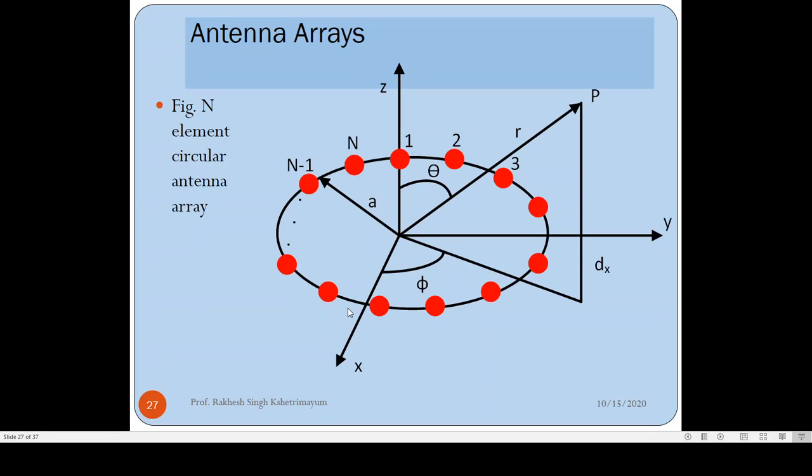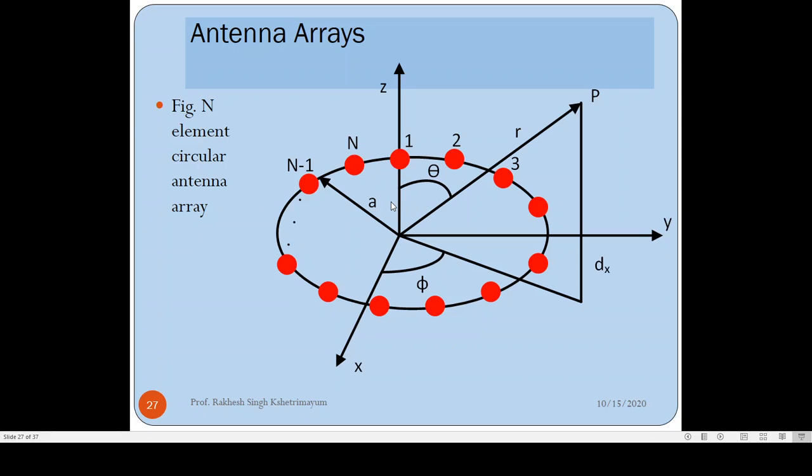You can even have a circular arrangement of the antenna array. This is what you have here: a circular element arrangement of an antenna array. How many elements are there? N of them. You position the first one here, then the others at equal distances, so the spacing between them is fixed and all the same. Along this circle you have positioned them. The radius of the circle is a, and you are interested in finding the radiation pattern at the point P.